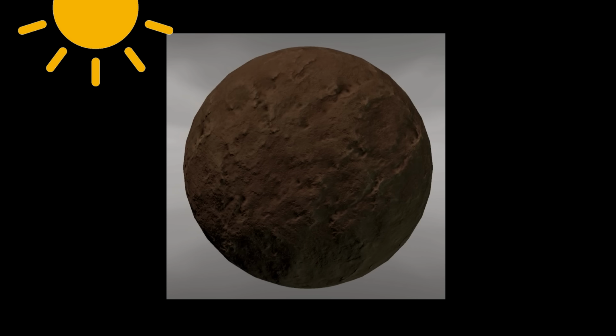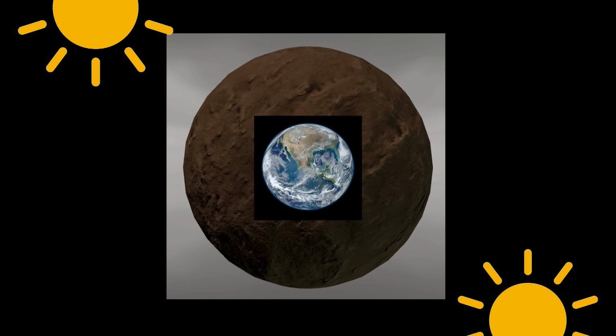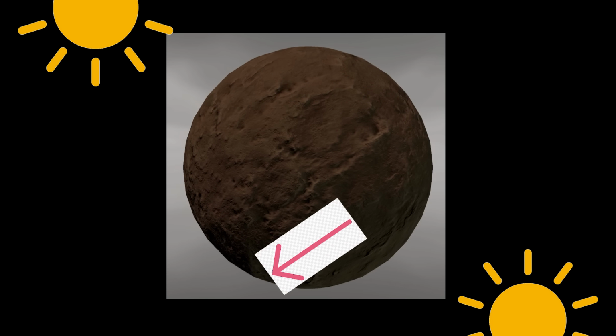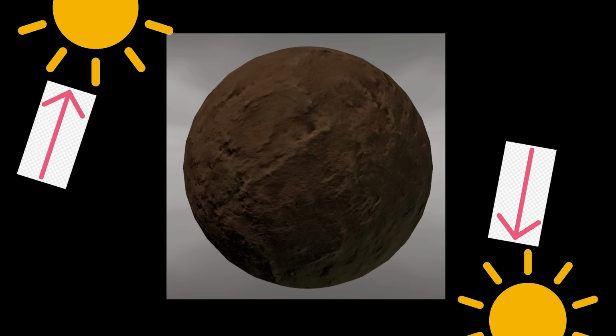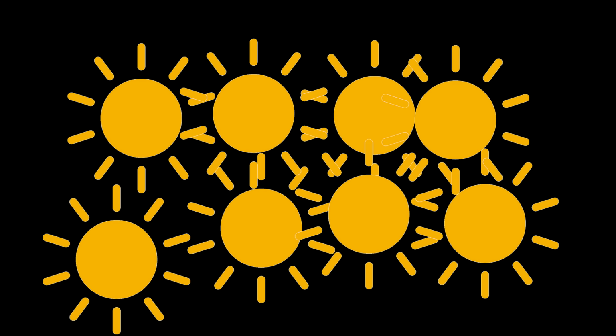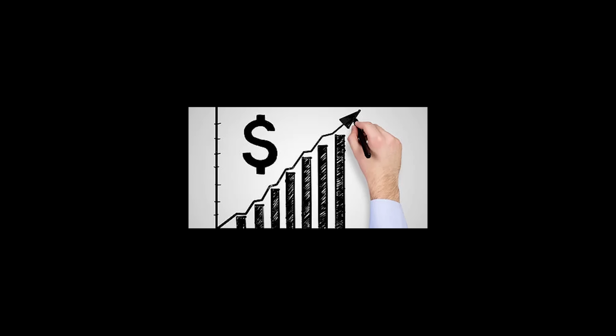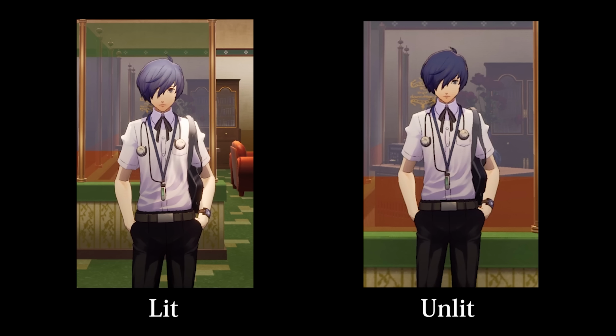The solution is to add more lights because, again, that's how it works in the real world. But having all these details dependent on the position and direction of existing light sources can be frustrating, and the more light sources you add, the more expensive everything gets. This is where Persona 3 breaks the rules.